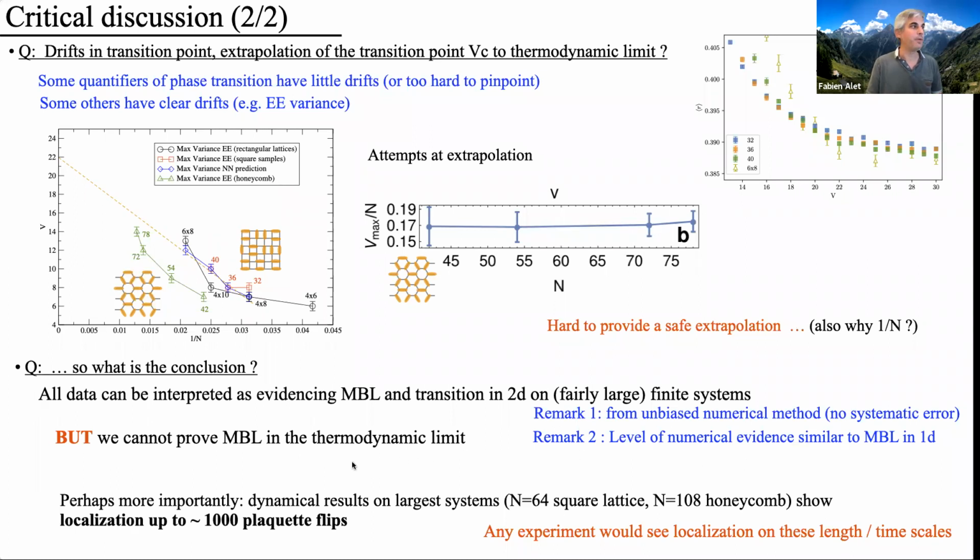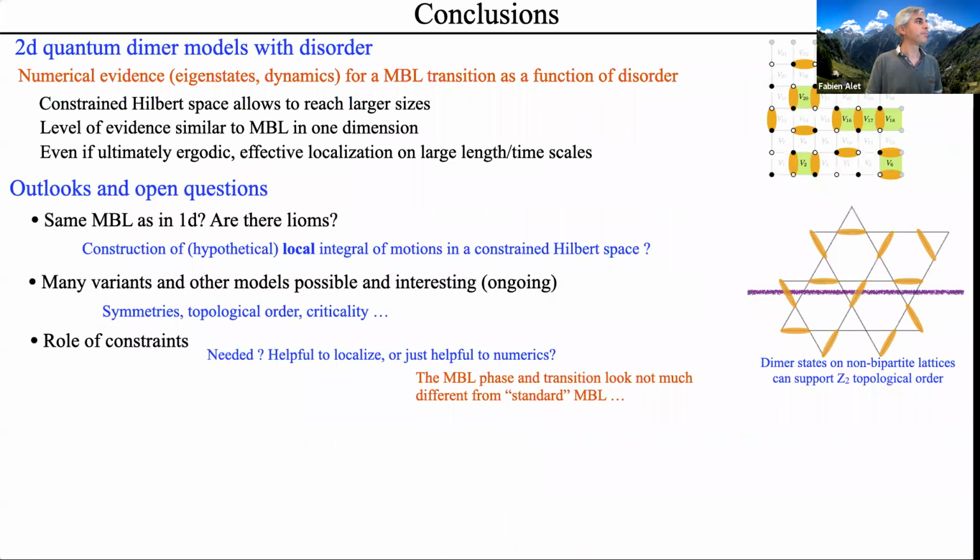Of course, that's not a proof of MBL in some analysis. I'm limited by the system size, and I don't think it's easy to do much better. But if you think about a really physical implementation of such models, on fairly large system size, we actually see localization up to 1,500 trips. That's typically the size, in a cold atom experiment on this type of quantum dimer model or lattice gauge theory. I would assume that would be the typical lattice sizes and also the typical time scales. And if such an experiment is built, it would see localization.